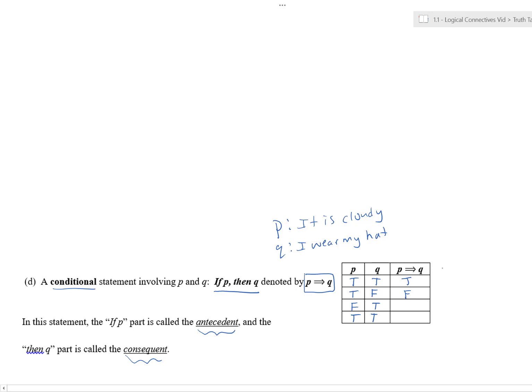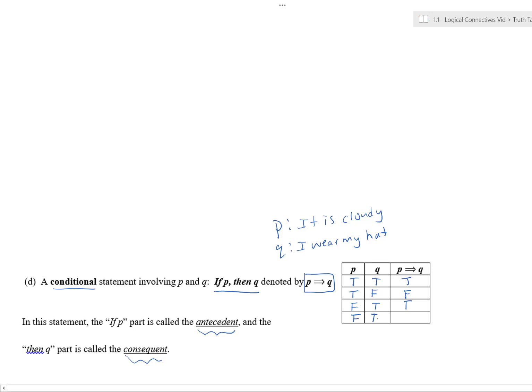Let's go false then true. So, let's suppose, if it is cloudy, then I wear my hat. And if P is false and it is not cloudy, so it's sunny skies, and I still wear my hat, then just because I'm wearing my hat and that's true, it's still true, right? The whole point of it being cloudy didn't negate the truth value of me wearing my hat. I might just happen to wear my hat because I love this hat. And so the fact that I'm wearing my hat didn't falsify the fact that I'm wearing my hat. So that statement is true.